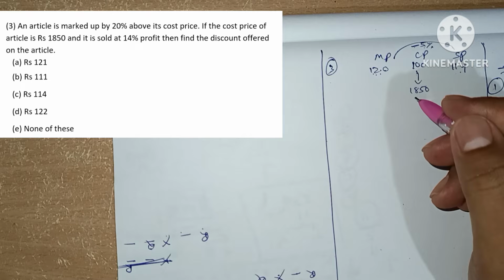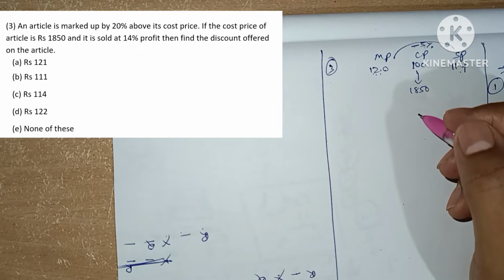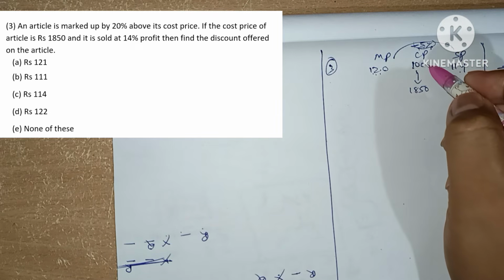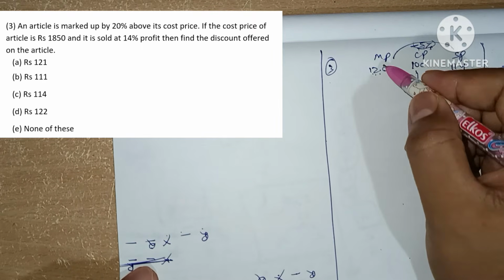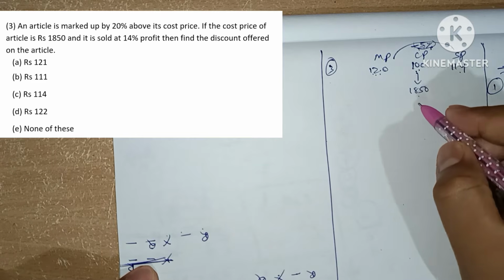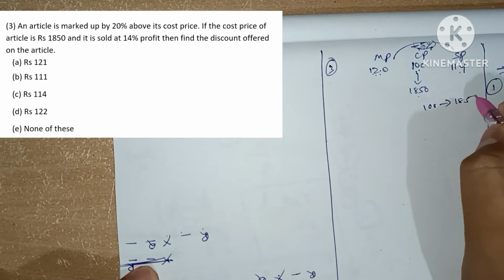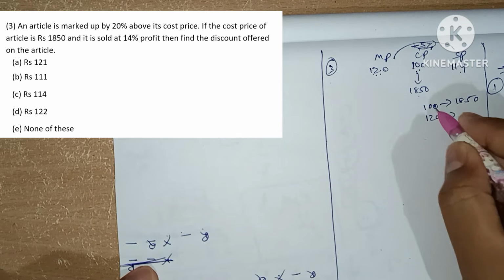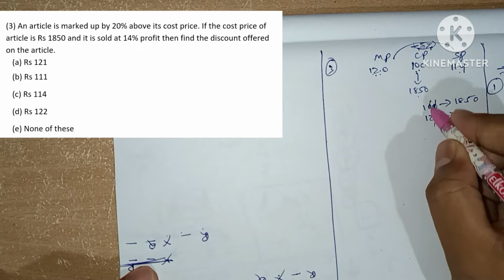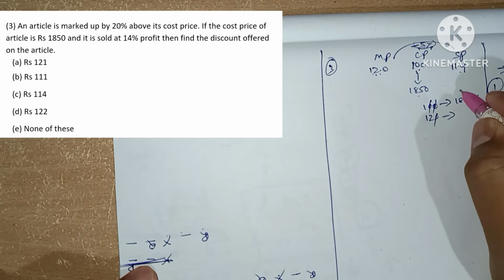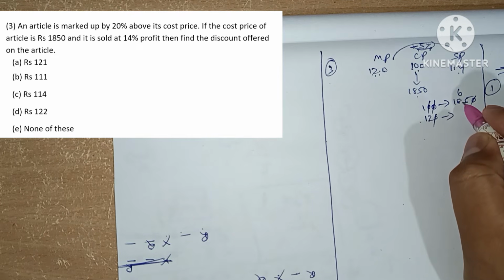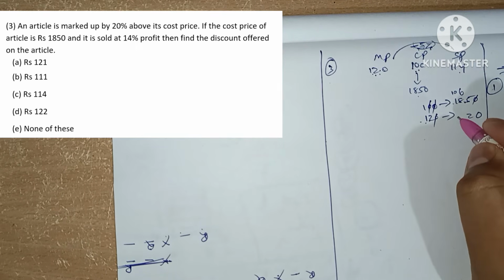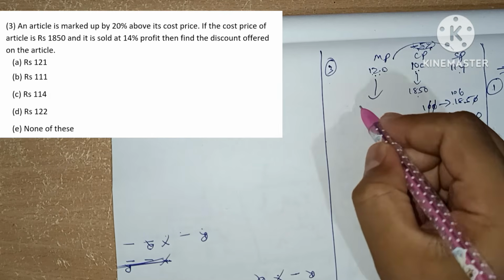Now the question asked is to find the discount offered on the article. So we need to find the value which is 5% on marked price. Let's see, 100 parts value is 1850. Then we need to find 120 parts value, which will be 0 cancel, 12 5 times 60, 12 8 times 96, 102. So 12 1 times 12 plus this one will be 2220. So this is nothing but 2220.